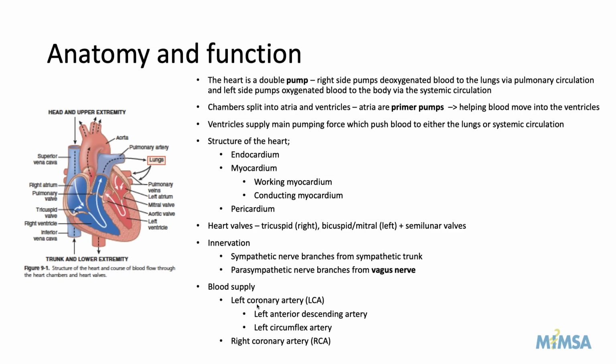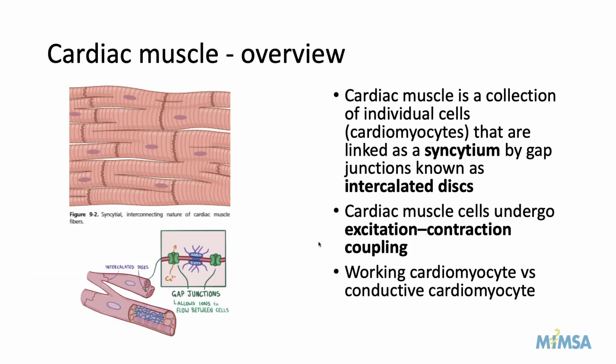You have the left coronary artery, which branches off the left anterior descending and the left circumflex, and then you have the right coronary artery. And obviously the blood supply is to provide the nutrition to the actual heart. So that's just a brief overview. Obviously you probably remember this from anatomy, but it's nice to have an overview of the heart. All right, so we move on to the cardiac muscle.